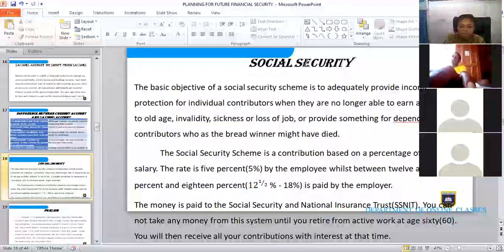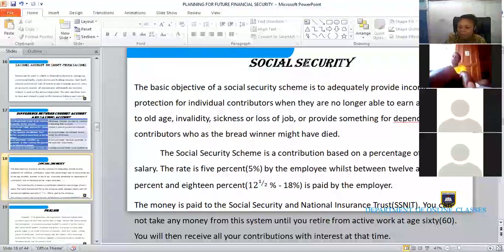So with this social security, you cannot go to SNIT and say, SNIT, give me part of the money I have contributed because I don't have money and I'm hungry. No, it is not done that way. They will be taking the money once you have registered with them. That money will be deducted from your salary, that is your gross. So you go on retirement.